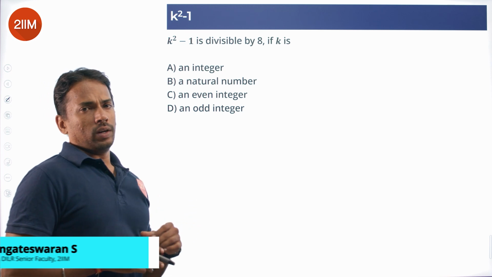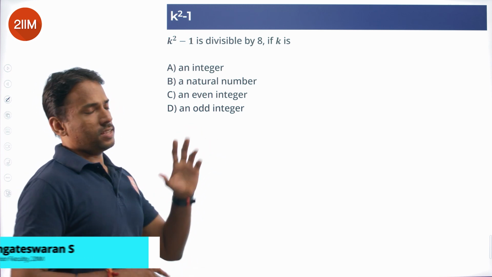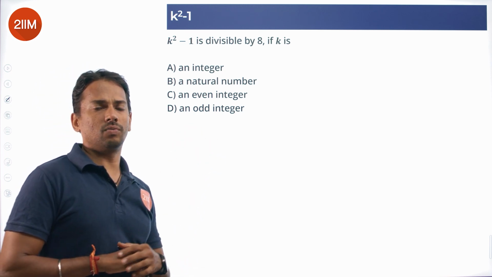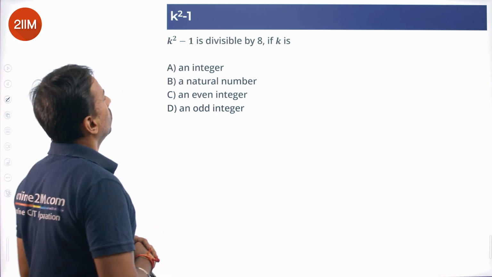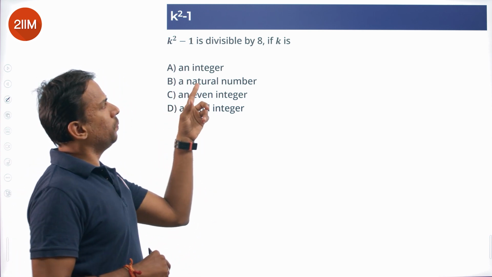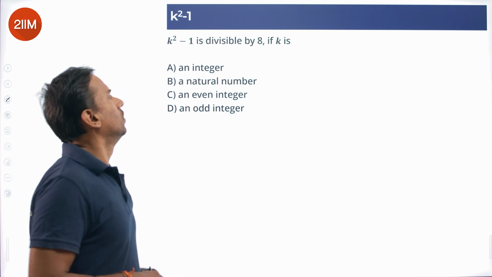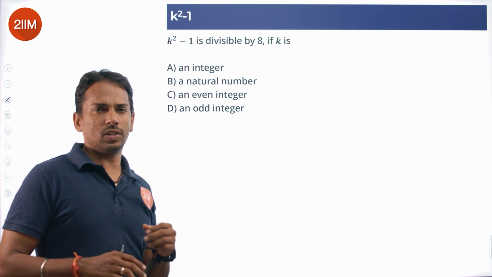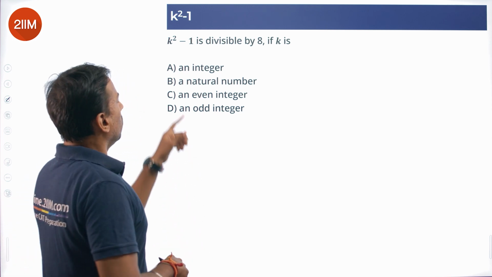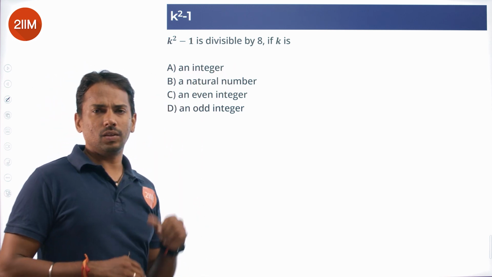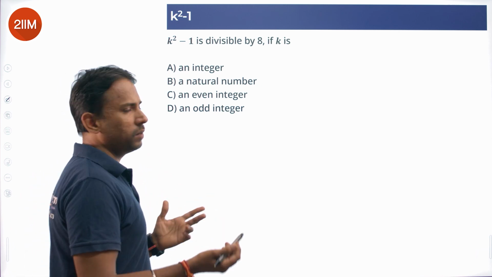k square minus 1 is divisible by 8 if k is... So, a nice question from numbers, a divisibility idea. So k square minus 1 will be divisible by 8 when k should be how should be here k. So we have the options. First we'll go by options. If k is an integer, will it work? Okay, we'll randomly check this.